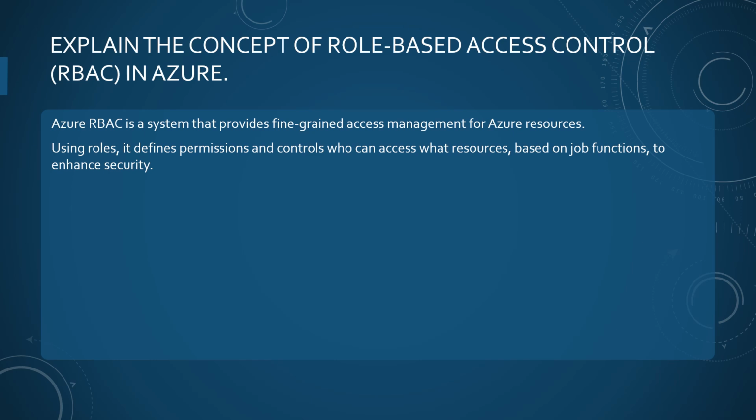Explain the concept of role-based access control, RBAC. So RBAC is a system that provides fine-grained access management of Azure resources. Using roles, you can define permissions and control who can access what resources, based on job functions, to enhance security.